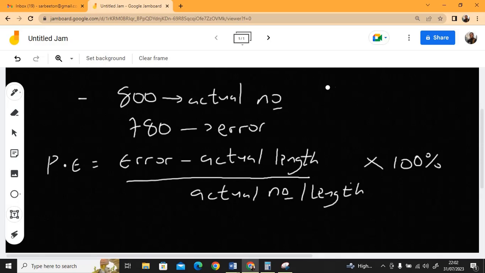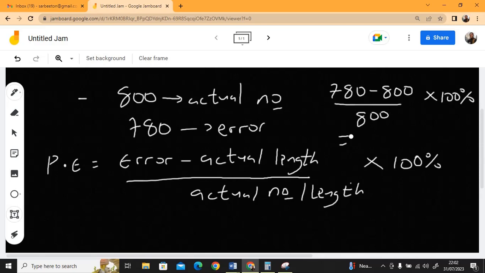So if I want to calculate this based on what you are given here, the value you counted is 780. That will be 780 minus the actual number of students in that school, which is 800, over the total actual number of students, which is still 800, times 100%. So 780 minus 800 is minus 20. That is minus 20 over 800.